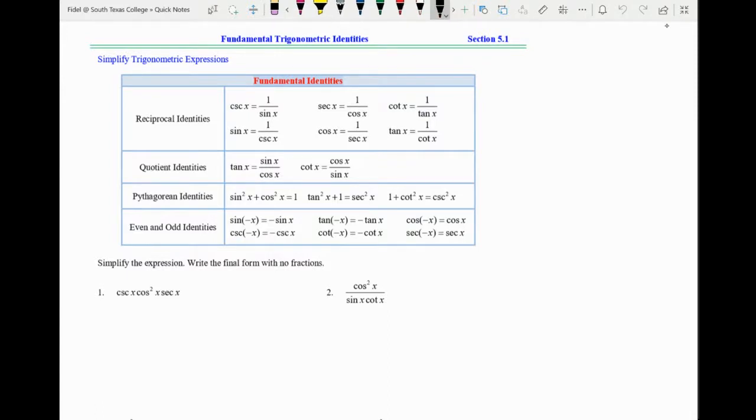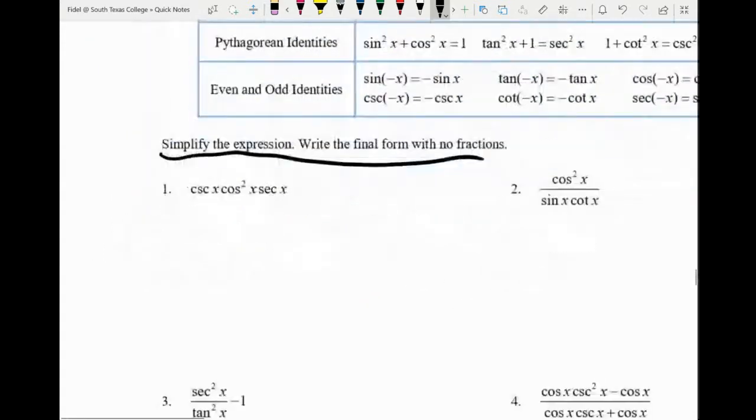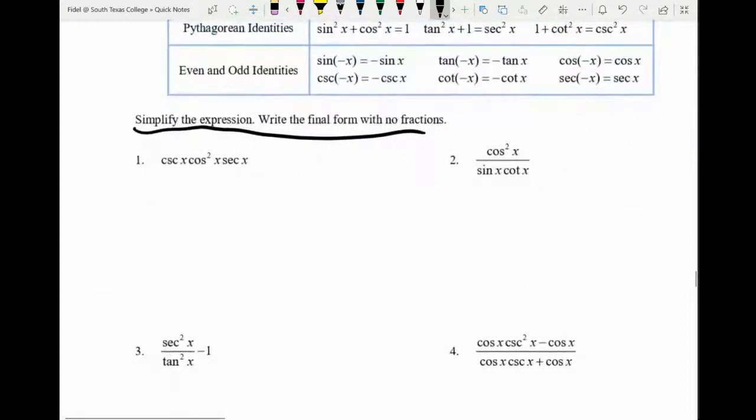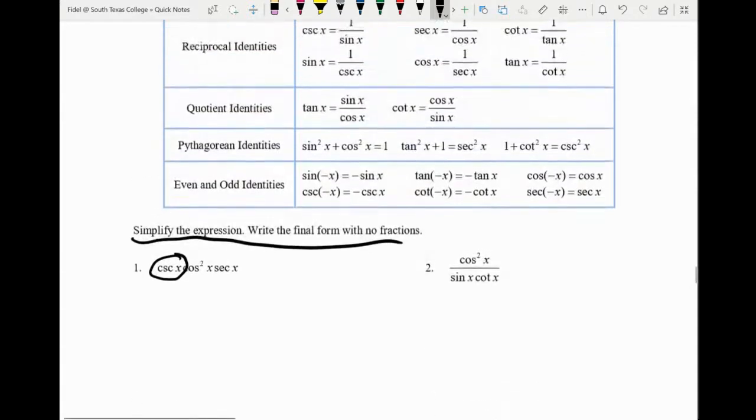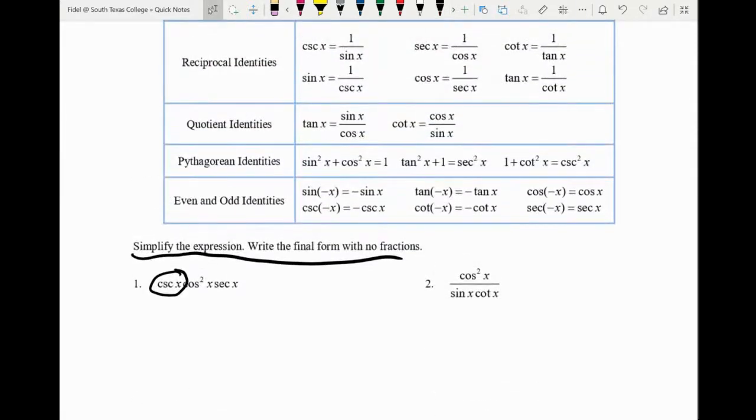All right. And so the problem here says simplify the expression, write the final form with no fractions, okay? So what we want to do is see if we can simplify this thing here. So I want to see, is there any way that I can rewrite some of these terms? So cosecant, what's another way to write cosecant? And I'm going to do this so you can see it. What's another way for us to write cosecant?